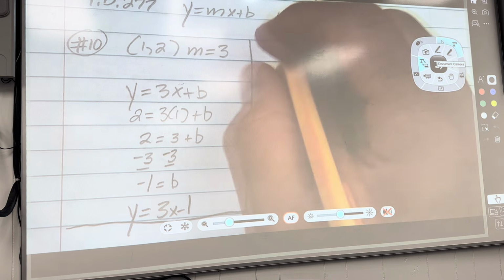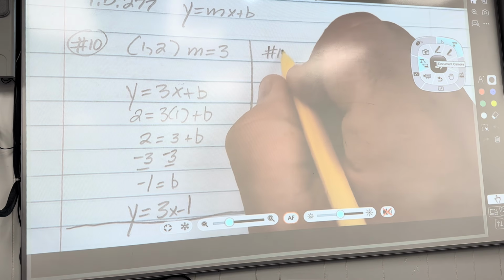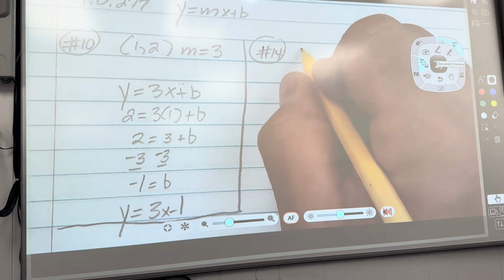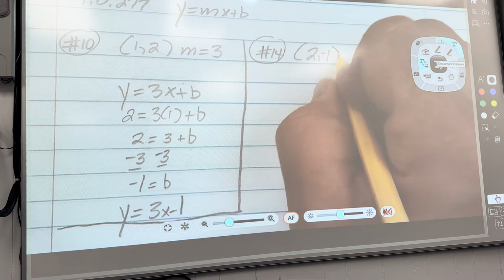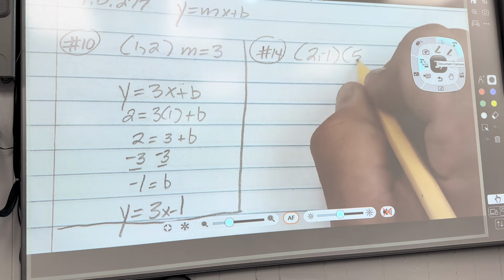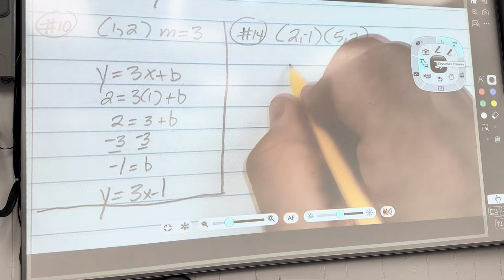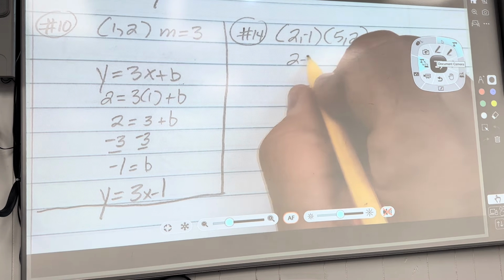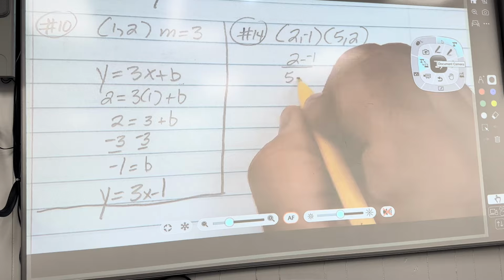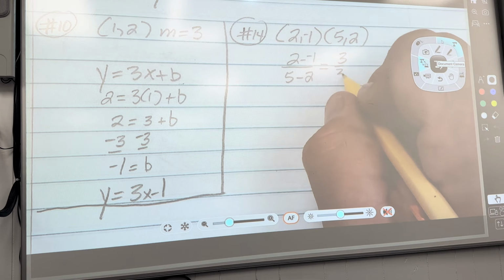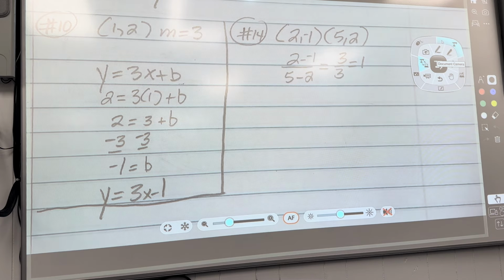Let's move to number 14. Same directions, however, they give you 2 points. This requires one extra step. What is that one extra step? Find the slope. In your calculators, 2 minus -1 over 5 minus 2. That is the slope formula. It's going to give you 3 over 3, which I believe is 1. So now you have the slope.